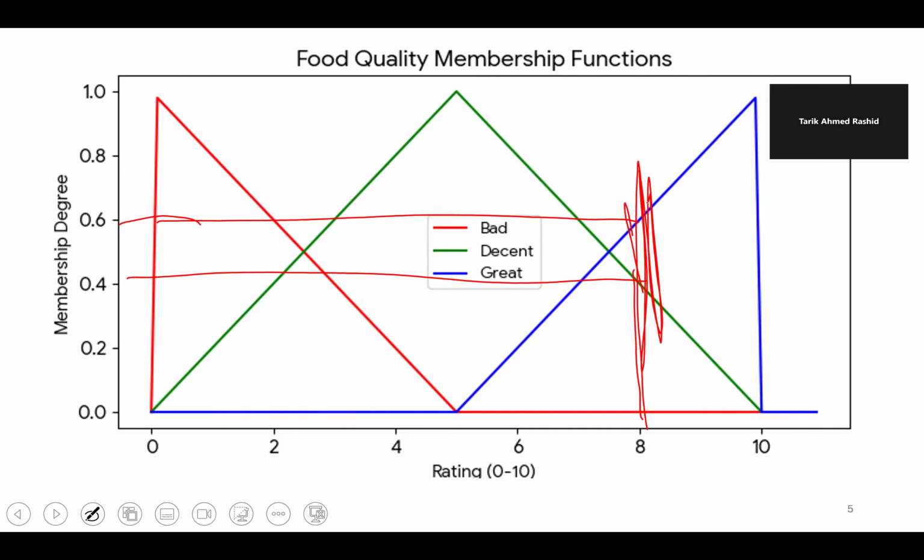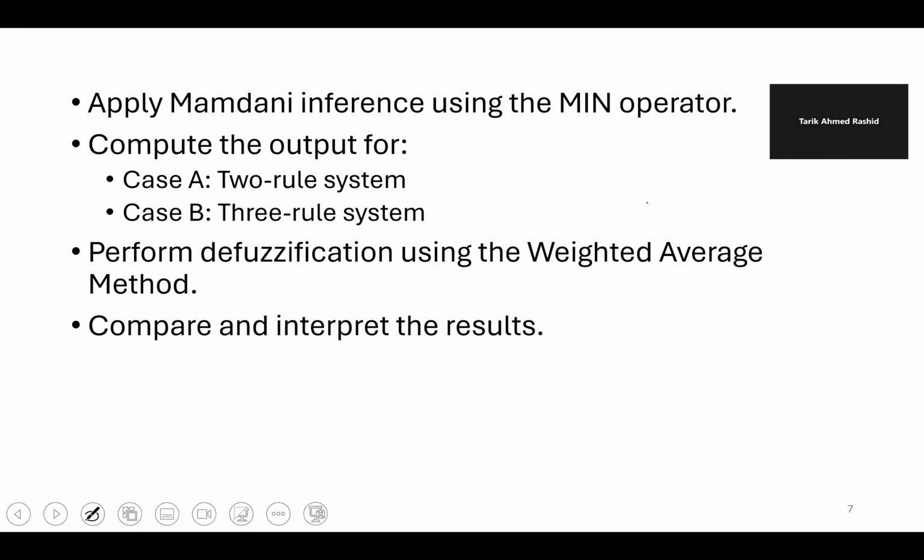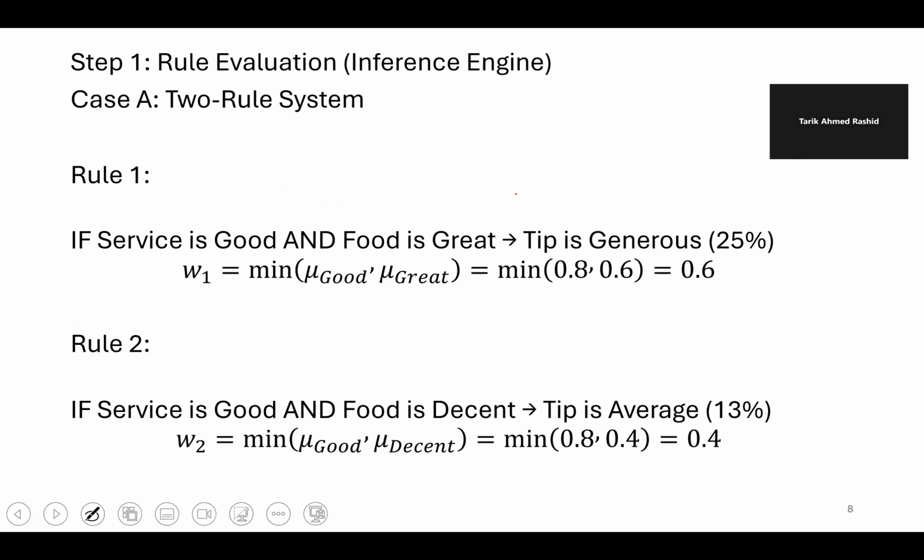Now, the job is easier. We did the membership functions, and now we need to create the rules. Let's go with case A, which has two rules in the system, and we perform defuzzification using the average weight. After that, we use a three-rule system. Let's do the two rules.